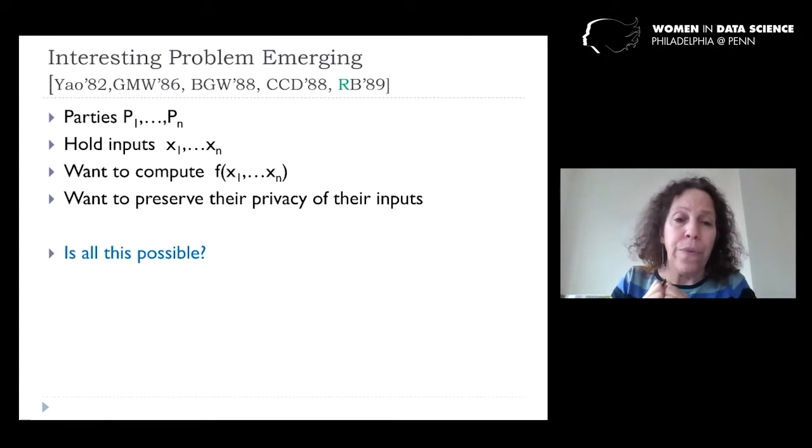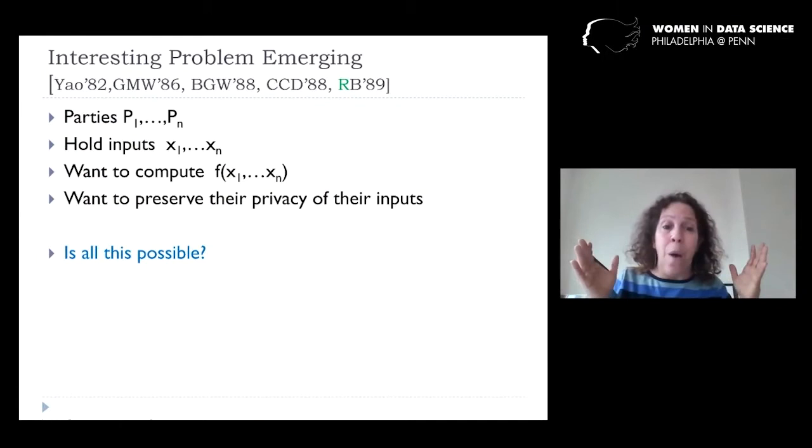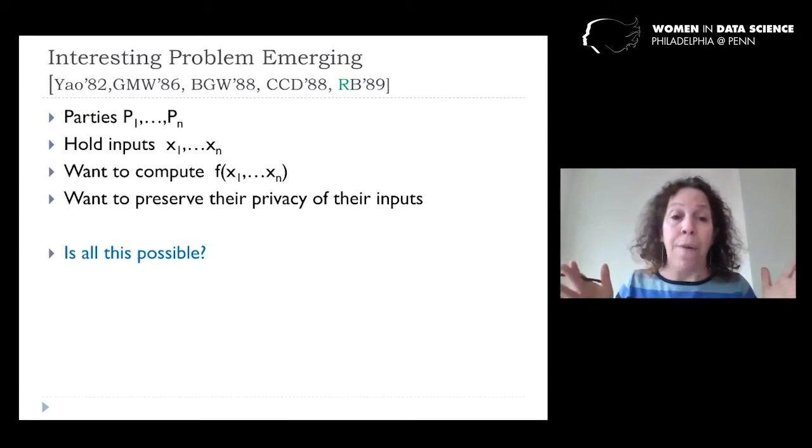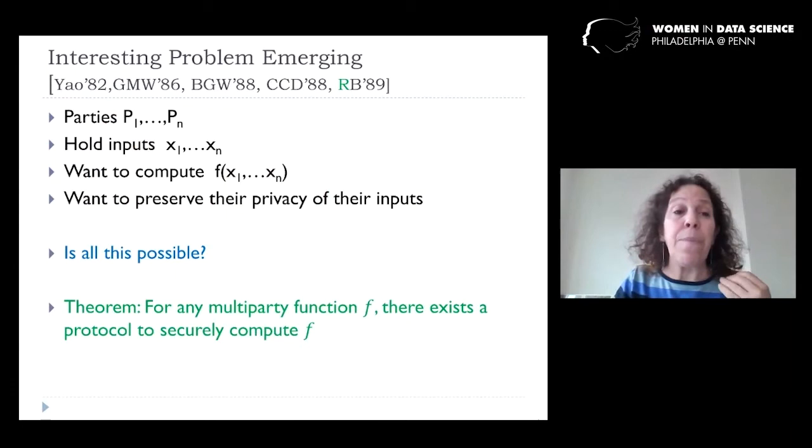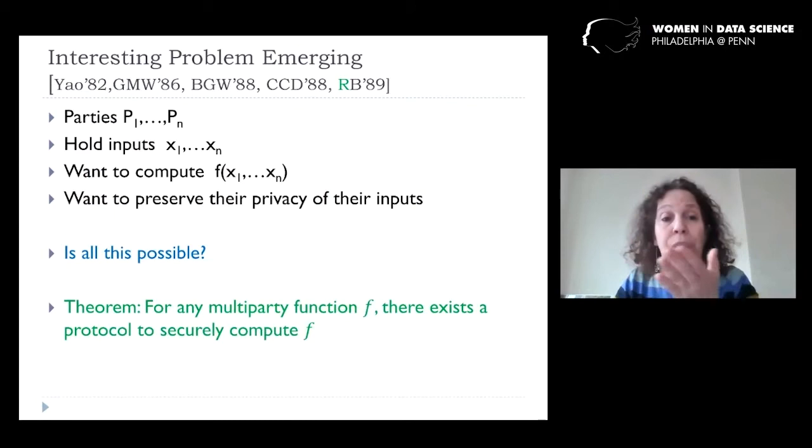So this is a general question now. We formulated it in a general way. Can we compute any function privately on the inputs of parties? And the question is, is it possible? And to this, we have a theorem. And as you can see, these results started in the early 80s, towards the end of the 80s, 82 and so on up to 89.